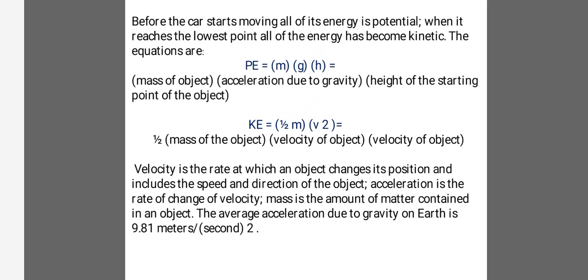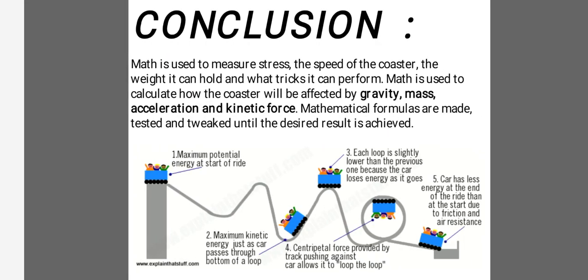Velocity is the rate at which an object changes its position and includes the speed and direction of the object. Acceleration is the rate of change of velocity. Mass is the amount of matter contained in an object. The average acceleration due to gravity on Earth is 9.81 meters per second square.